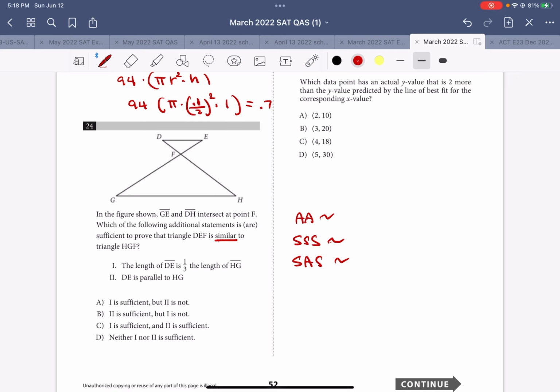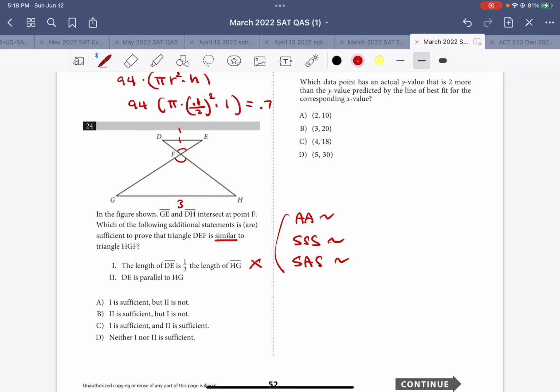So if you look at statements 1 and 2, first of all, they intersect there. So what we know is that these are congruent angles by vertical angles. The length of DE is 1/3 of HG. So if this one is 1/3 of this one, let's say this one is 1 and this one is 3. Is this sufficient? No, actually, I don't know. So none of the criteria I can apply here. So 1 is not sufficient.